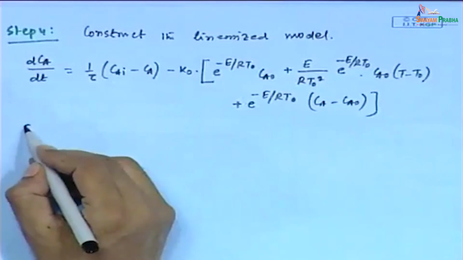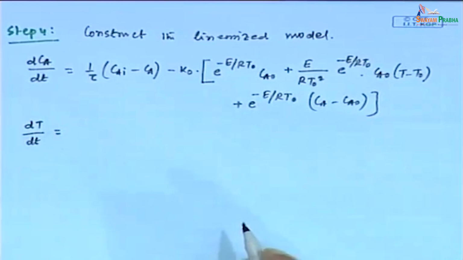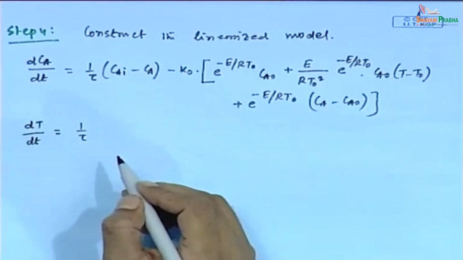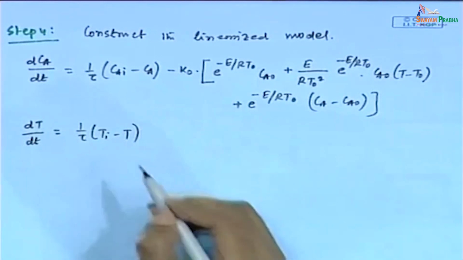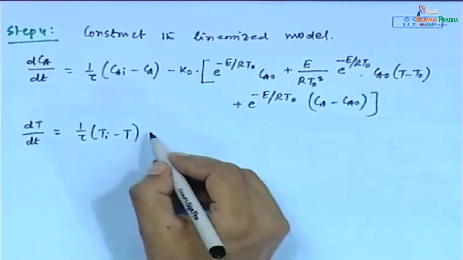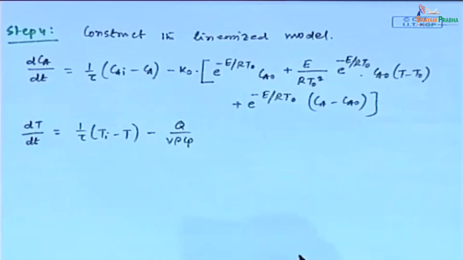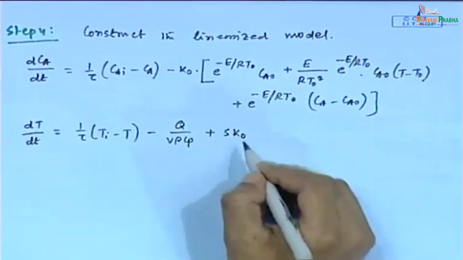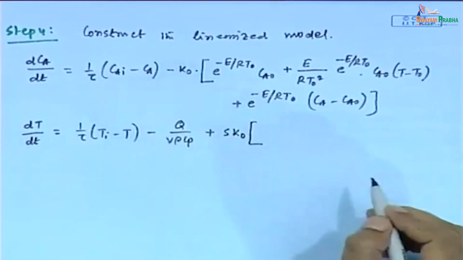So, for the temperature equation dT/dt, the first right-hand term is 1 by tau multiplied by (T_i minus T), and Q divided by V rho C_P is there, that is also a linear term. Then the third term was S K naught multiplied by that nonlinear term. So, we will just substitute here.